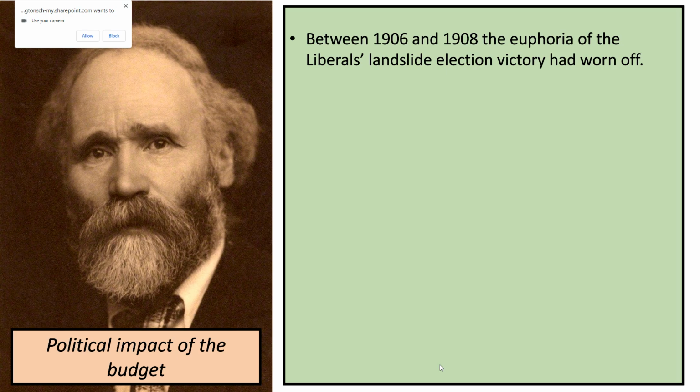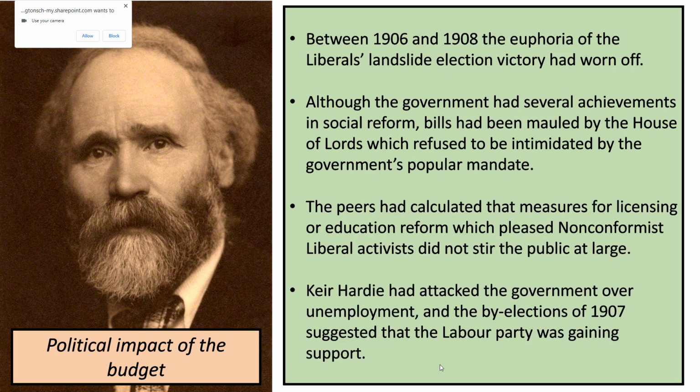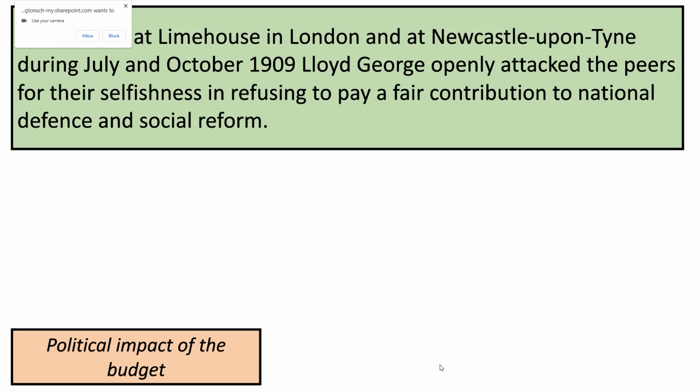1906 to 1908, like I said, the euphoria of the Liberal victory has worn off, and the Liberals are losing by-elections to the Labour Party. So Keir Hardie, here we have him looking miserable. He doesn't look miserable, he just looks very sad. He's got proper puppy dog eyes, doesn't he? Anyway, Keir Hardie attacked the government over unemployment, and the by-elections of 1907 really contribute to the Liberal Party losing its grip very slightly on the country, because the Labour Party are looking much more appealing.